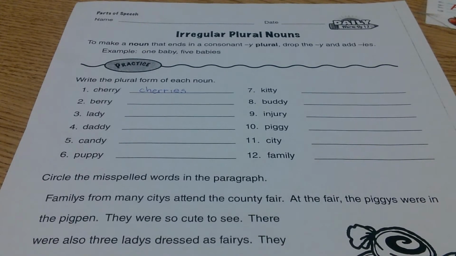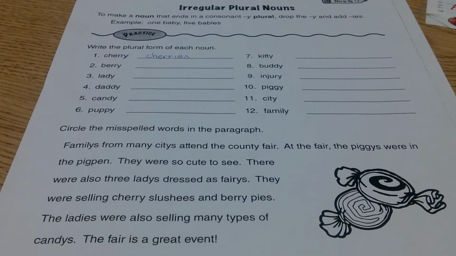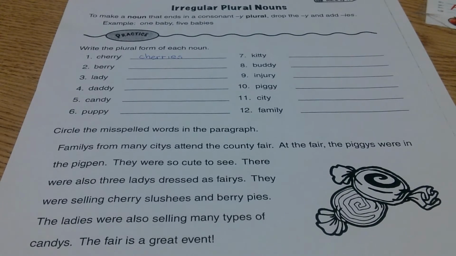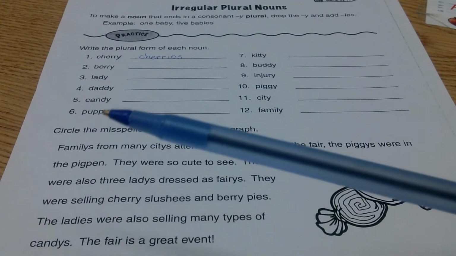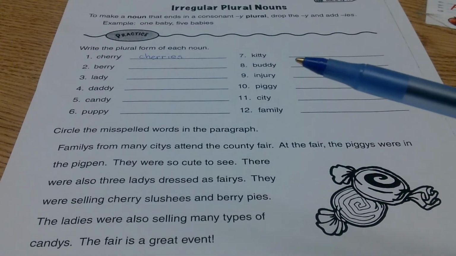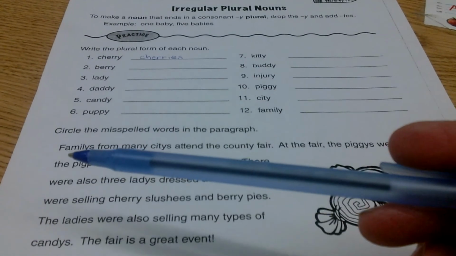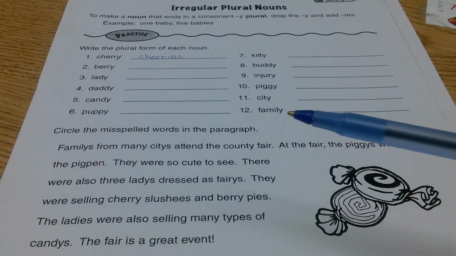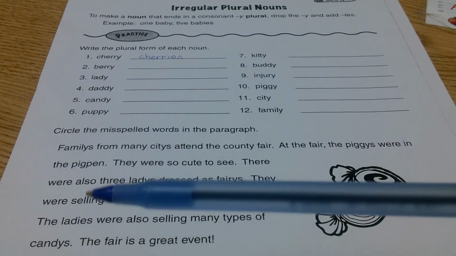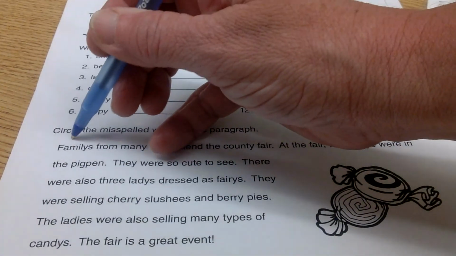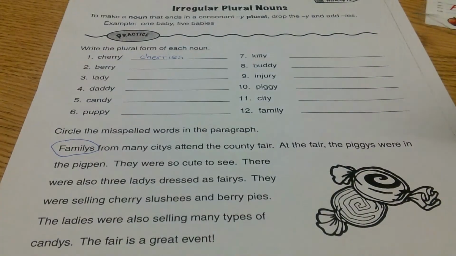All right, on the bottom half it says, circle the misspelled words in the paragraph. So what they're asking you to do is to read this, and I will read it to you, but you're looking for nouns that end in Y, but they have just added an S to it instead of changing it to IES. Like right away I see families. Oops, that's one of my words from up here. So I need to cross that off. Oh no, I'm sorry, I circle it. I don't need to correct it. I just need to circle it.